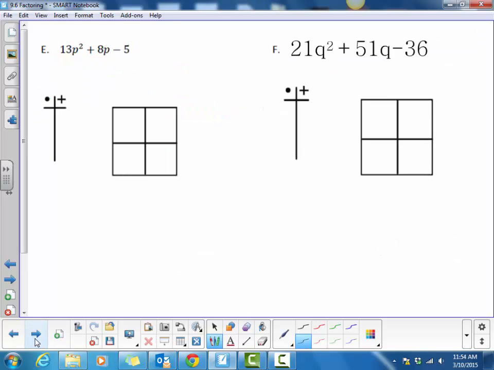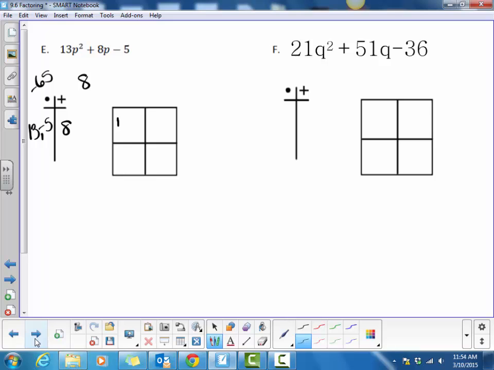Okay, number E. How about letter E? Riley, what do you think? What's the times plus? Give me the times plus chart. 65. And what about on the plus side? 8. Okay. I know that there's no greatest common factor because I have 2 prime numbers in here, right? And usually when you have 2 primes in an expression, they're the 2 that help you make up your times plus chart. So look at that. What are the factors of negative 65 that when I add them together give me a positive 8? 13 and negative 5. When I add them, they give me positive 8.